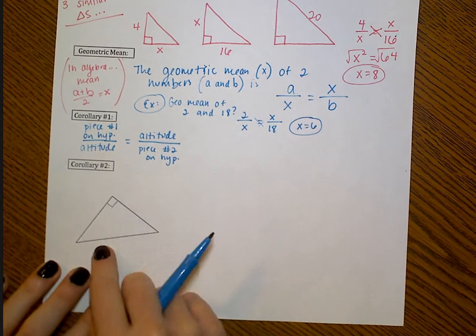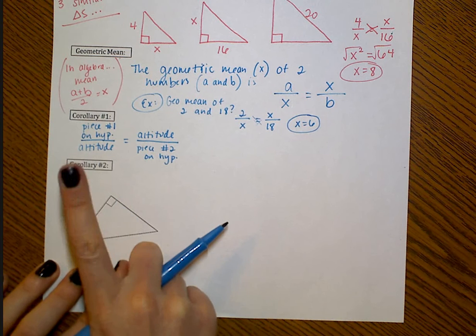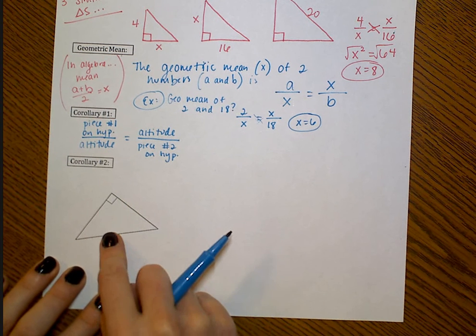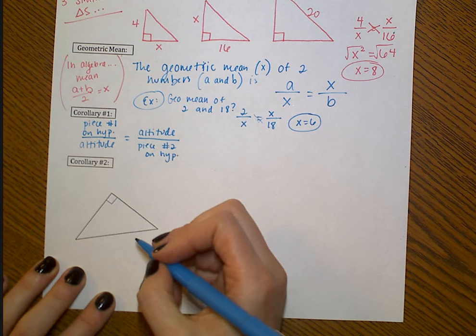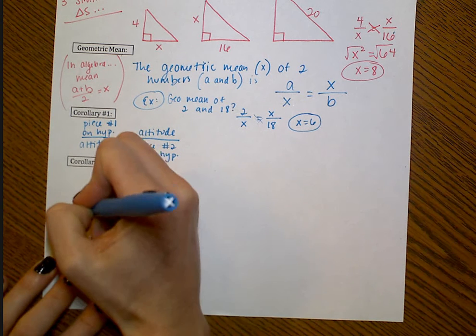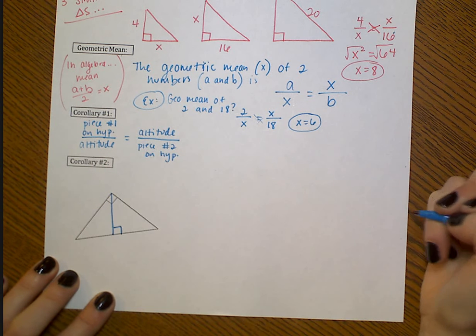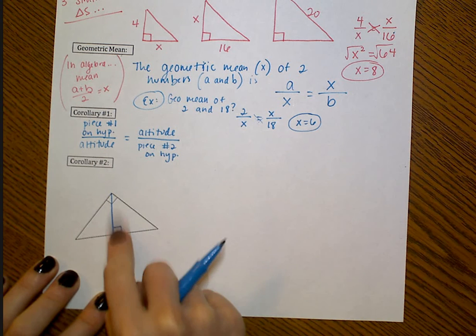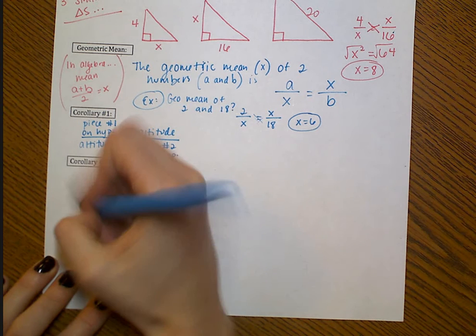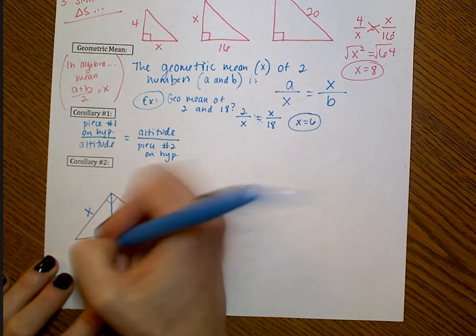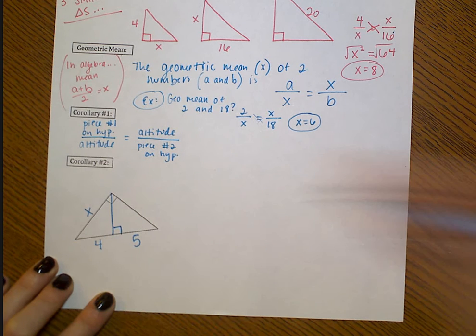The second corollary is another shortcut to redrawing. So this one deals with the leg of the triangle. So maybe they tell you, and let's see, they'll draw the altitude in. So get that in there. Maybe they don't say anything about the altitude. Maybe they say, hey, find x, and x is one of the legs of the triangle. And maybe they give you the two pieces on the hypotenuse as 4 and 5.